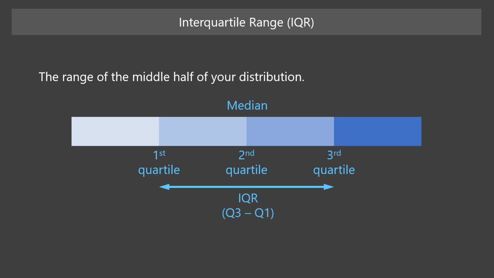An IQR is the difference between the third quartile and the first quartile. IQR represents the middle 50% of values included in the data. IQR does not show the whole range of a variable, but it has a strength in that it is not susceptible to outliers.